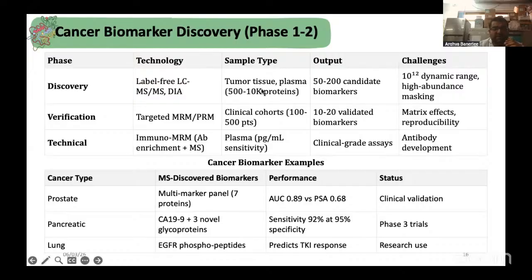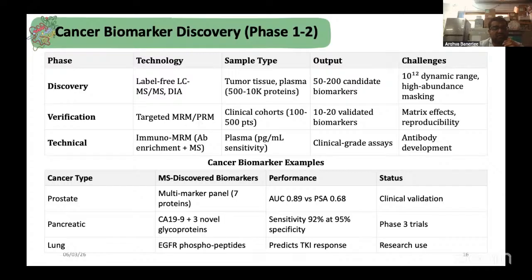The very significant proteins, like 50 to 200 proteins, are then further taken in a discovery proteomics study for the biomarker candidate list, given the 10 to the power 12 dynamic range and high abundance masking. The proteins which are very robust across the cohort are taken further. Then you can plan a verification, which the professor has already explained, where we can perform multiple reaction monitoring or parallel reaction monitoring.